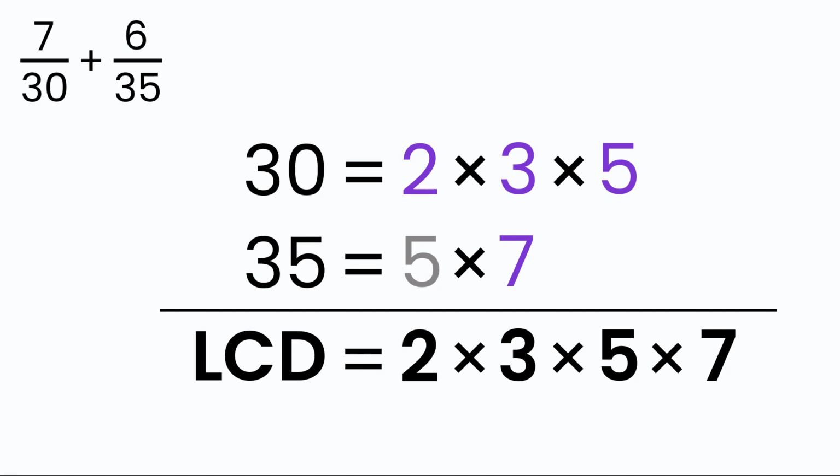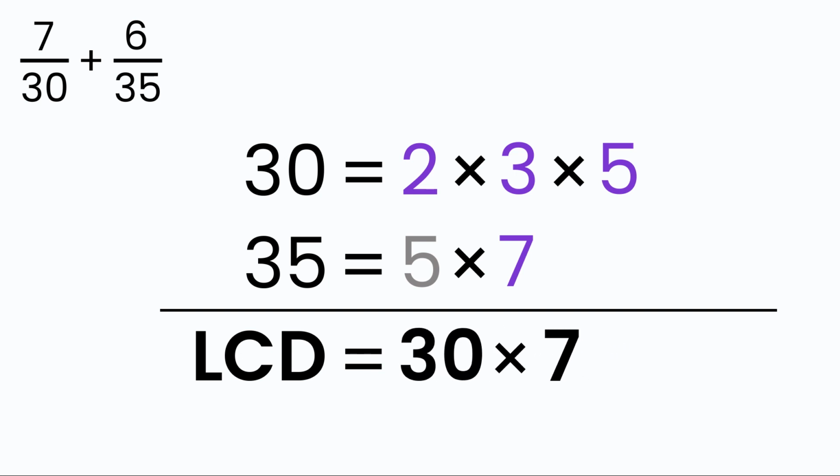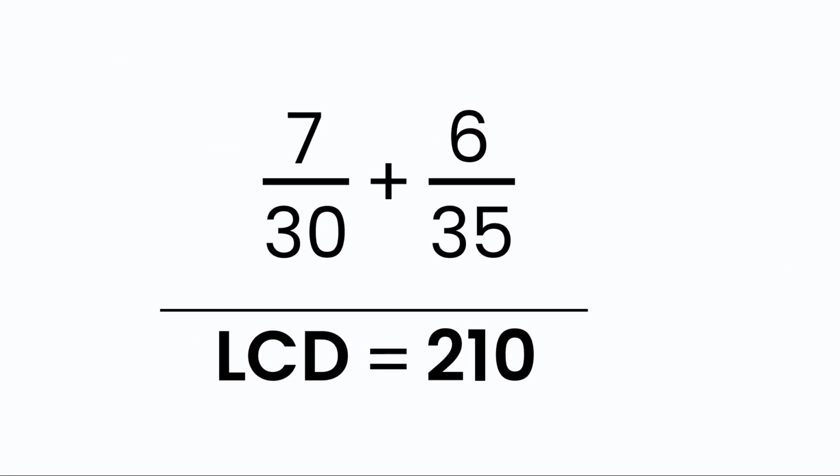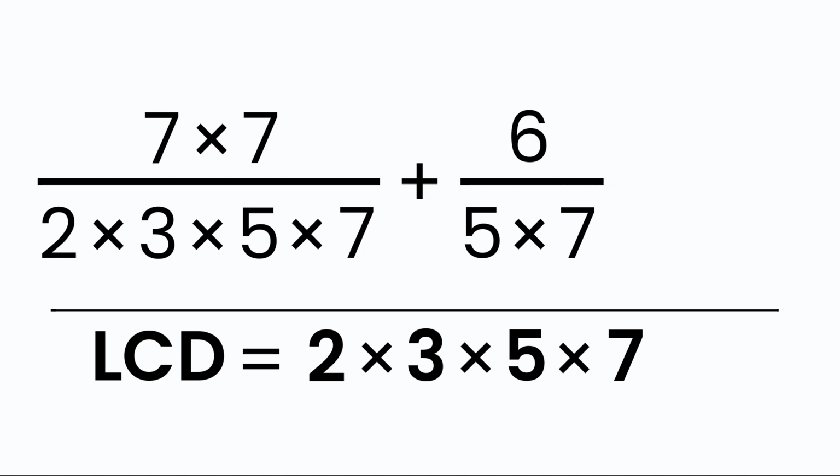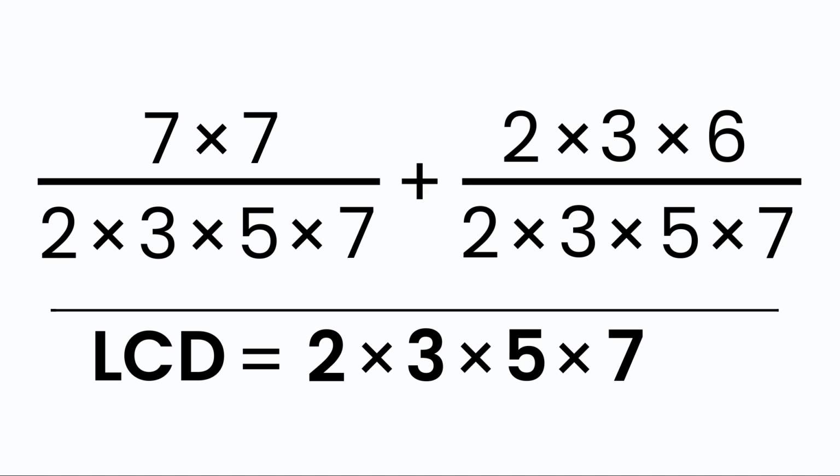The least common denominator is therefore 2 times 3 times 5 times 7, where 2 times 3 is 6, 6 times 5 is 30, and 30 times 7 is 210. So, 210 is the least common denominator. Now you need to expand the fractions by the factors missing from the least common denominator, which is 210. 7 over 2 times 3 times 5 must be expanded by 7, and 6 over 5 times 7 must be expanded by 2 and 3.